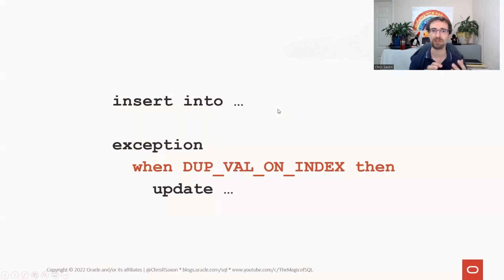One method is you could try and do the insert first, and then, assuming you've got appropriate primary and/or unique constraints on the table, if those values already exist in the table, catch the dupe val on index exception, and then try and do the update. So this kind of works, again, assuming you've got those constraints there.